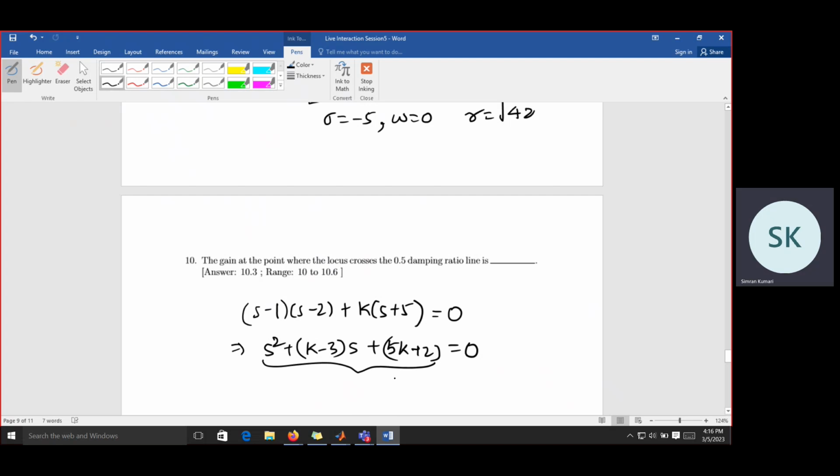Now this is a second order polynomial, so we can equate this with the standard second order characteristic equation that we have seen, that is s square plus 2 zeta omega n s plus omega n square. From there we know that zeta is 0.5, and then we have to find the value of k. So this is s square plus omega n s plus omega n square. Now k minus 3 is equal to omega n. We'll just equate these two. And 5k plus 2 is equal to omega n square.